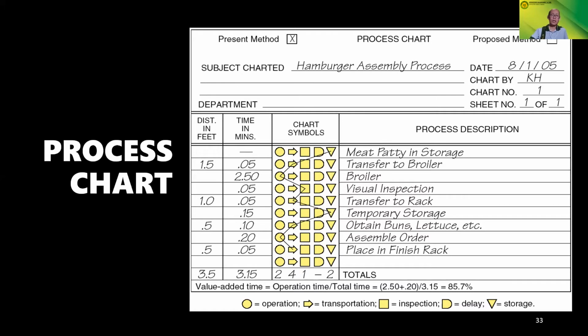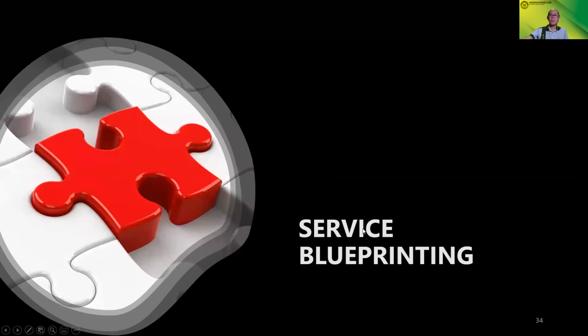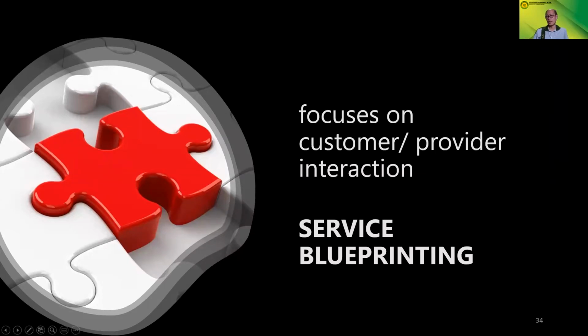So as you can see here, this is the application of the process chart in determining how much time is value added, and also to identify how the business will be able to improve this particular hamburger assembly process. Then the next one is service blueprinting.